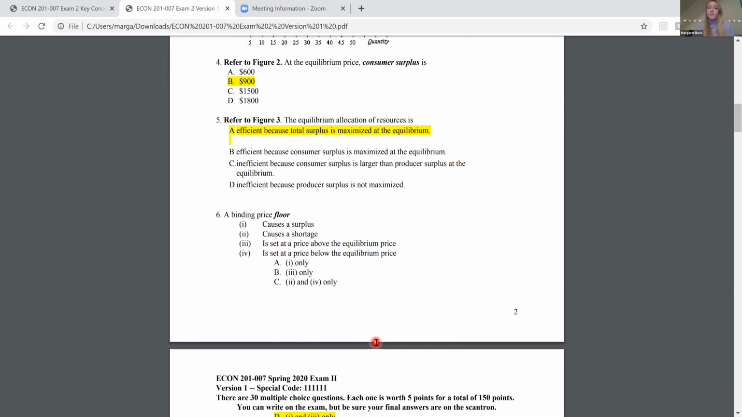Price ceilings set the maximum price for a good or a service. So the government will impose a price ceiling if they don't want a good to get too expensive. A price floor, on the other hand, is the minimum price that the government could impose on a market. So the government would want to set a price floor if they don't want a good or a service to get too cheap. An example of a price ceiling is rent control laws.